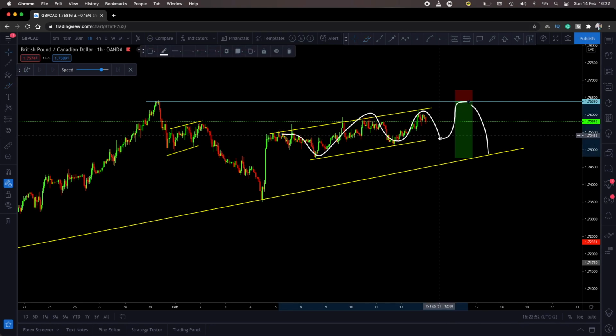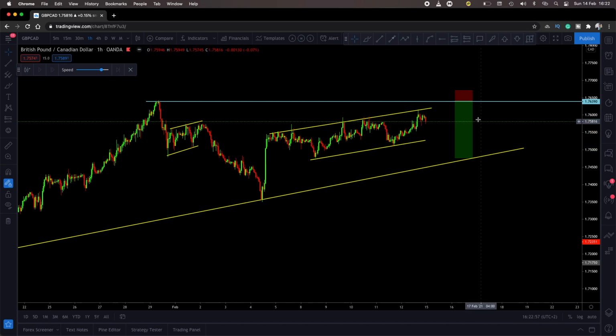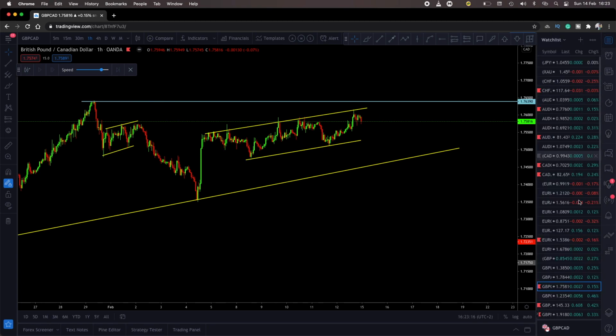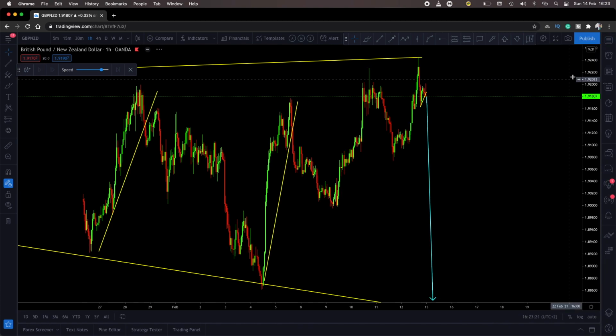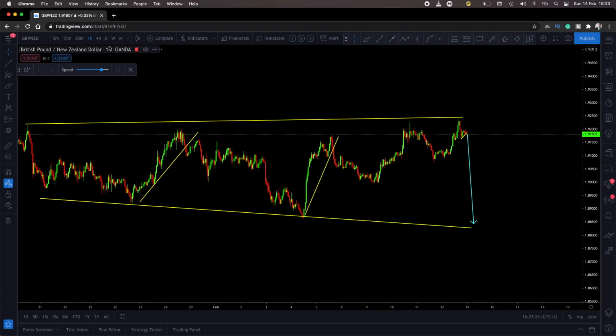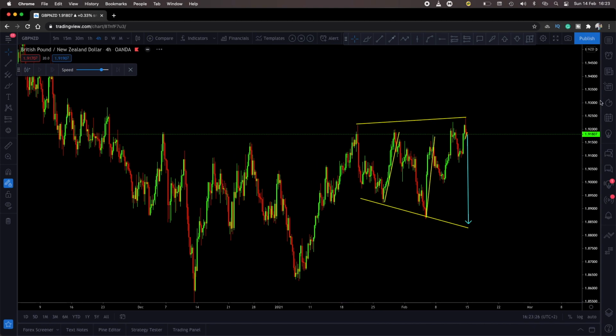So put this trade on your watch list. Make sure that you put it there as well. All these trades, guys, doesn't mean that I'm going to take all of them. I'll only take the ones that I see forming the structure that I'm looking for, or the structure that I trust. Now let's go to the third one, which is also a GBP New Zealand. Let me look for the GBP New Zealand. There you are. 4-hour time frame.